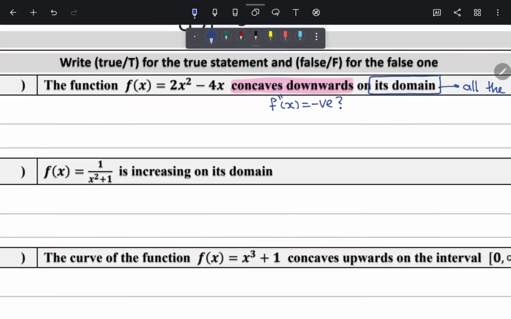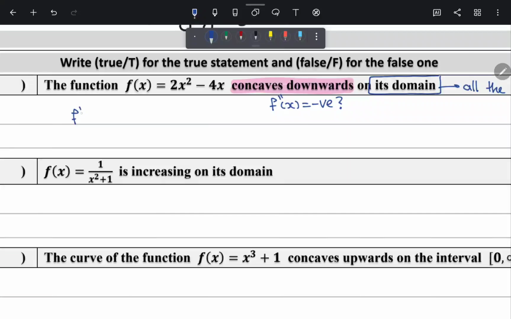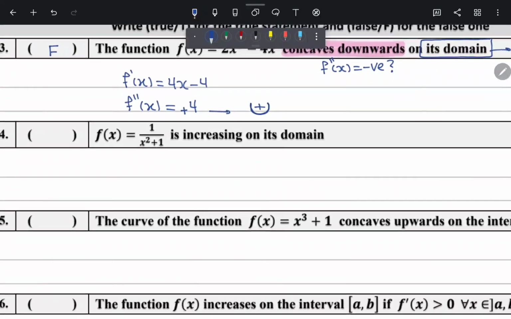Let's check that. Let's find the second derivative. The first derivative is 4x minus 4, and the second derivative would be 4. 4 is a number. What's the sign of this number? Positive. Since it is positive, it concaves upwards all the time, not downwards. He said downwards, so this one is false. Okay. Let's check another question.